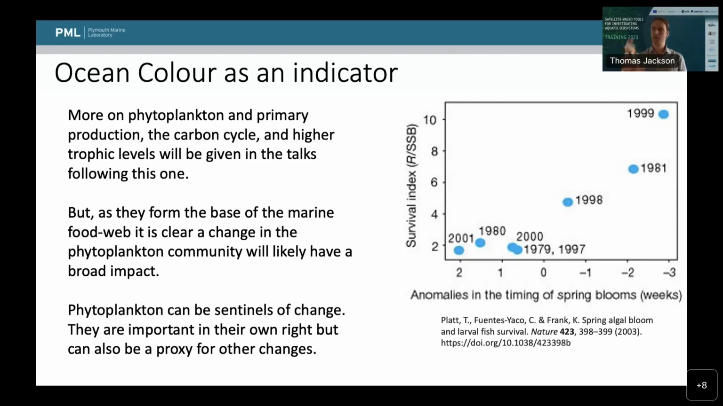This plot on the right is from a study in 2003 by Trevor Platt and colleagues, looking at the spring bloom in the North Atlantic and seeing, when that bloom is shifted in time, early or late, what's the impact on the survival index of fish larvae. What this means is basically if the fish larvae aren't lined up in time, if they're not there at the same time as the phytoplankton bloom, they have a hard time getting enough food to survive. So there we see a knock-on impact from changes in the phytoplankton to the higher levels.